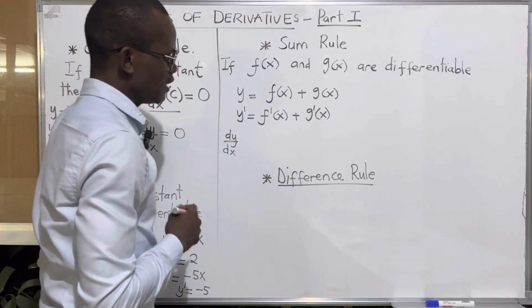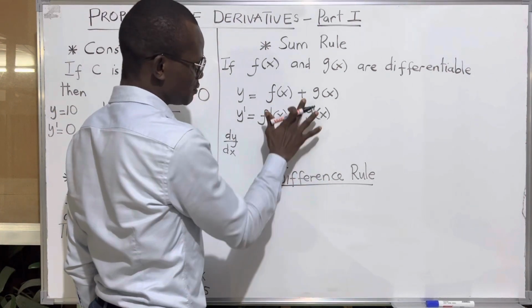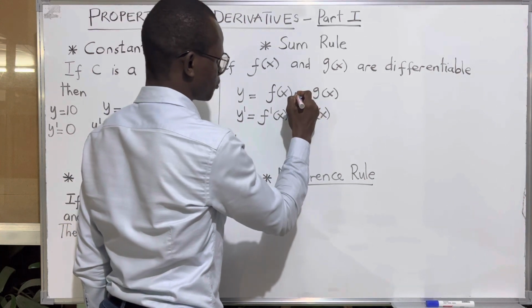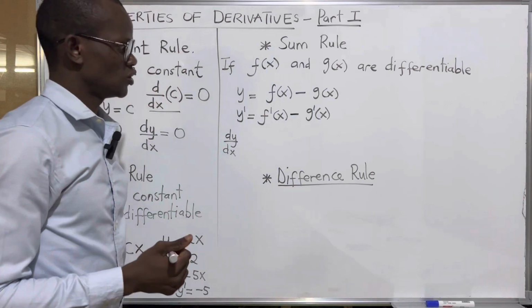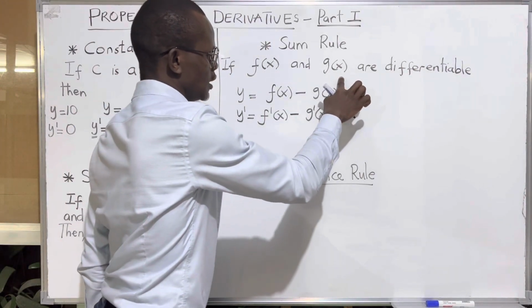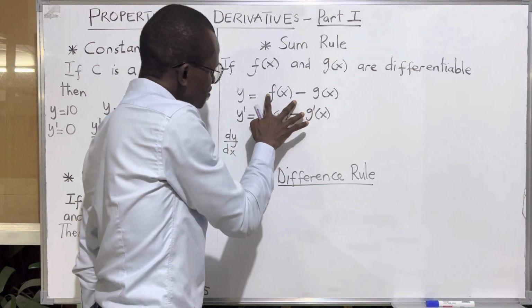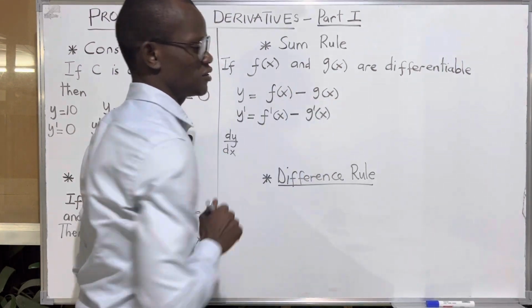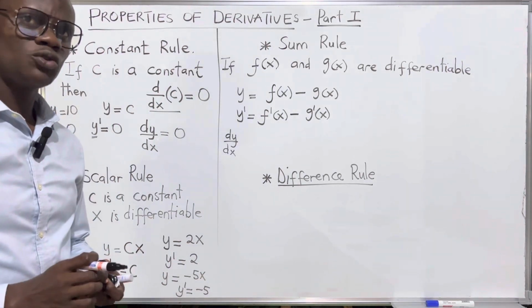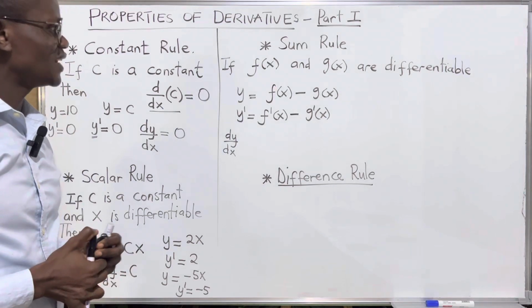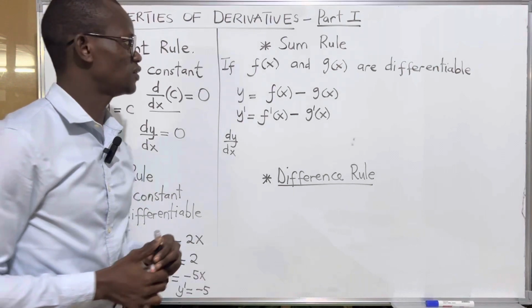Now, if it was a difference rule, it means the only difference here would just be a negative in between here. So if you have two functions and then you want to find the derivative of their difference, you find the derivative of this one and you find the derivative of this one. So check other videos and you're going to see how best we can apply these fundamental rules for derivative.